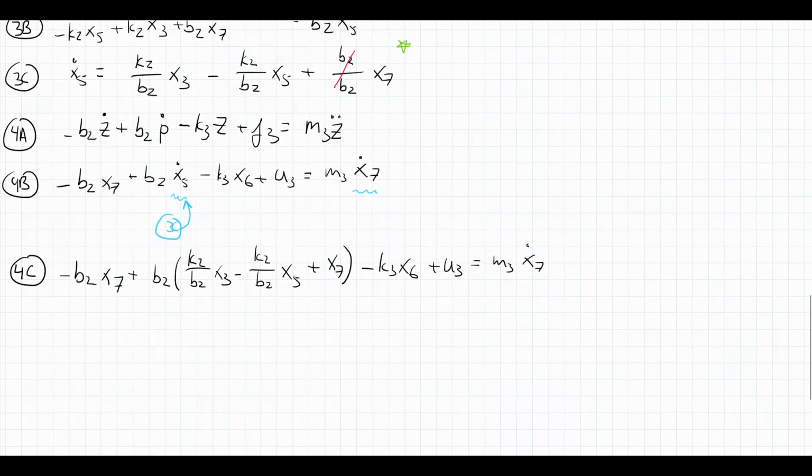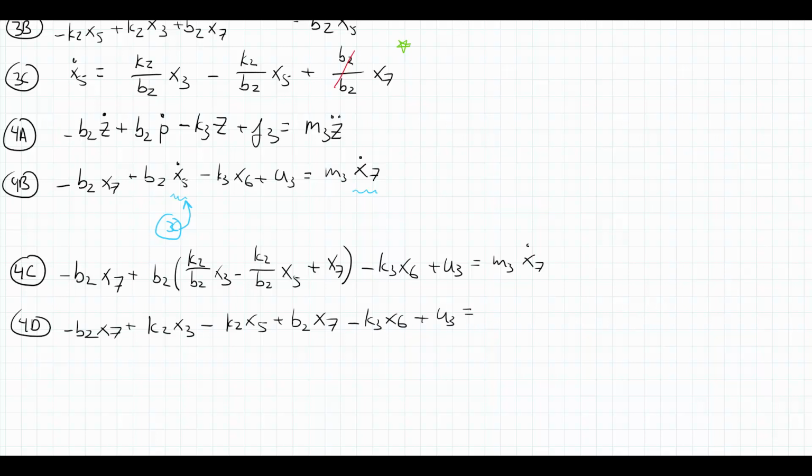Okay, so I've eliminated one problem here. I now have just an x7 dot, and that's the only derivative term, so that's good. I'll do a little bit more algebra as I keep going. So I'll distribute this through, so the b2s are going to cancel, so I have a k2x3 minus these b2s cancel, k2x5 plus b2x7 minus k3x6 plus u3 equals m3x7 dot.